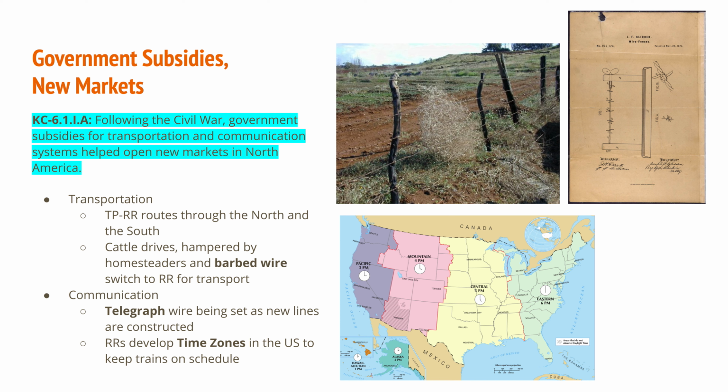And finally, railroads developed time zones. So this is separate from government action. And this was so that the trains would be able to continue to keep on schedule. So the Pacific, Mountain, Central, and Eastern time zones that we use in the continental United States today all arose because of the need for railroads to be more efficient and to allow people to know when their train was coming so that they wouldn't miss it.